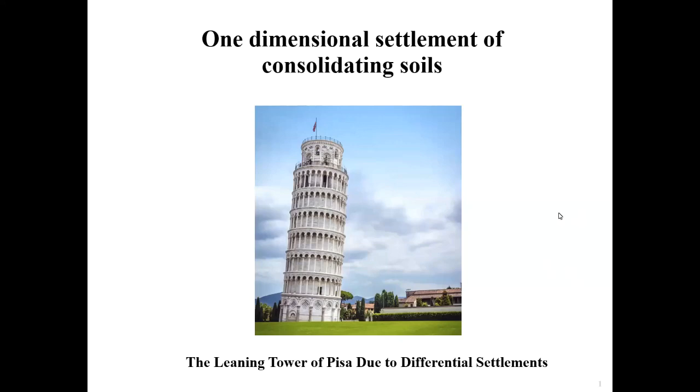Okay, today let's look at one-dimensional settlement of the soils. In the past few weeks, we have been discussing geostatic and induced effective stress. Now we are ready to discuss soil deformation due to those stresses. Soil deformation is basically due to the vertical stress, and that will cause the settlement.